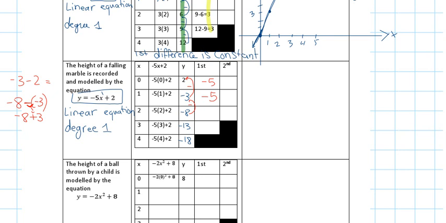Okay? So let's look at the next one. I have -13 minus -8. So that's -13 plus 8. That's -5. Okay? The last one's going to be -18 minus -13. So that's also going to be -5. So what do you notice about the first difference? It's constant. Right? So first difference is constant.